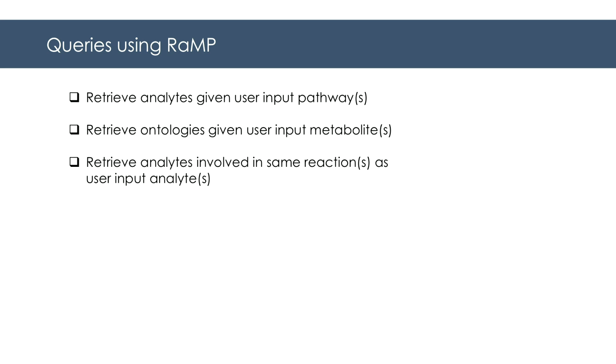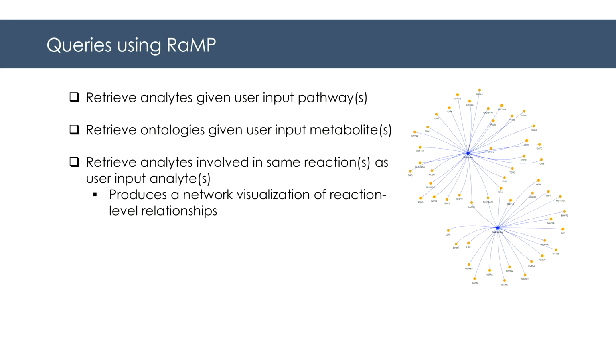We also find analytes in the same reaction as user input analytes. If you enter the name of a compound, you will find genes whose protein products are involved in reactions with that compound. If you enter a gene, you'll find metabolites which are involved in reactions with that gene's product. This is interesting because you can also develop a network level visualization. Like we show here for glutamine and methionine, you see the proteins which interact with glutamine and methionine, and also which proteins are commonly interacting with both of them.